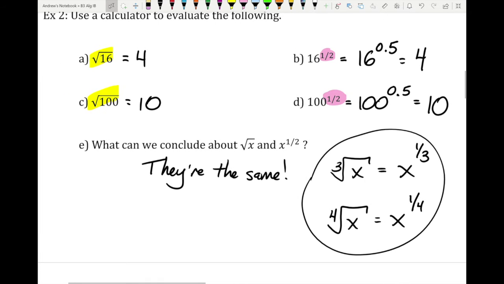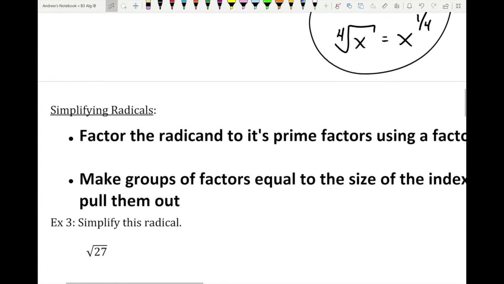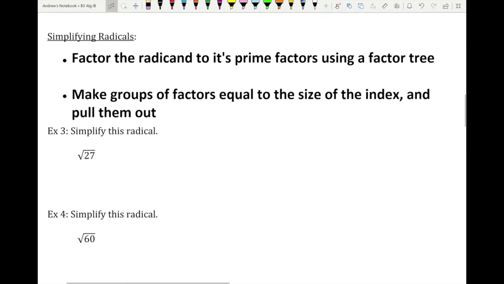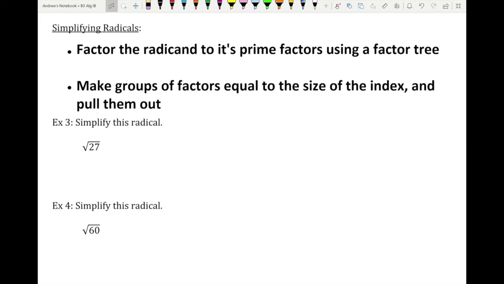Okay. So something else that we're going to do with radicals is work on simplifying them. Simplifying radicals is a good thing to be able to do because the square root of 27, that's not really all that useful. I have a hard time thinking about what number that's close to. So if we simplify it, it makes it into a number that's a little bit easier to think about. The way that we're going to do that is we're going to factor the radicand, take that thing underneath the radical sign, and factor it to its prime factors using a factor tree.